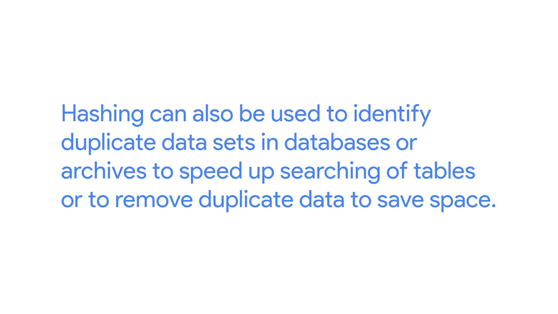Hash functions have a large number of applications in computing in general, typically used to uniquely identify data. You may have heard the term hash table before in context of software engineering. This is a type of data structure that uses hashes to accelerate data lookups. Hashing can also be used to identify duplicate data sets in databases or archives to speed up searching of tables or to remove duplicate data to save space.